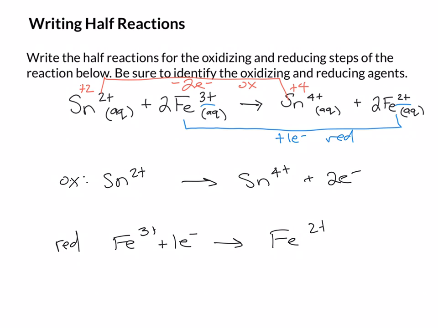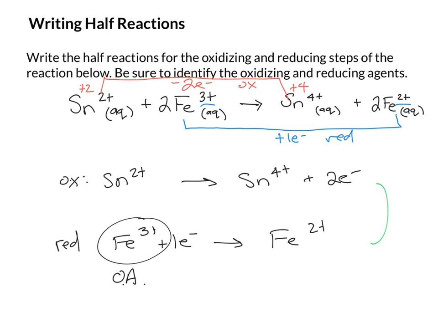Okay, so we've written these half reactions for both our oxidation and reduction process. The substance that is getting reduced is going to be your oxidizing agent. The substance that is being reduced in this context is my Fe3+, so my Fe3+ is going to be my oxidizing agent. I'm just going to mark it as OA.